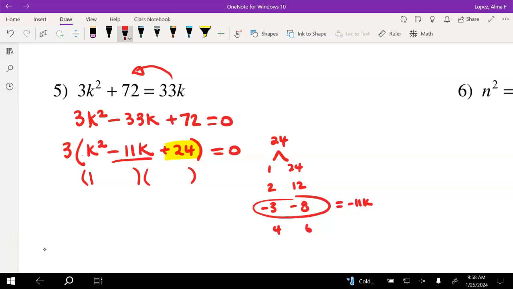Now, factors of k squared will be k and k, and the factors of 24 that I'm going to use are going to be -3 and -8. Don't forget, the 3 was part of the original problem. It's part of the final factoring.